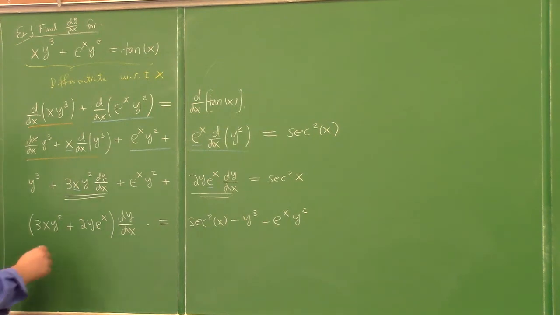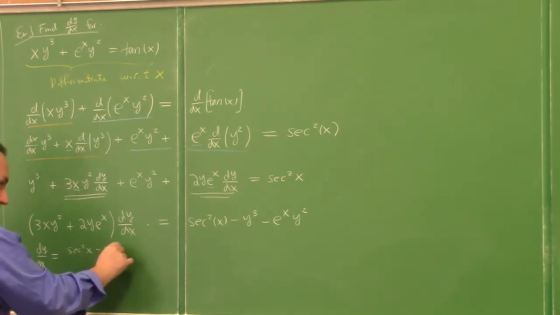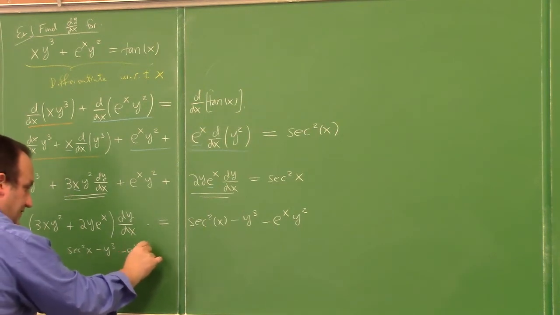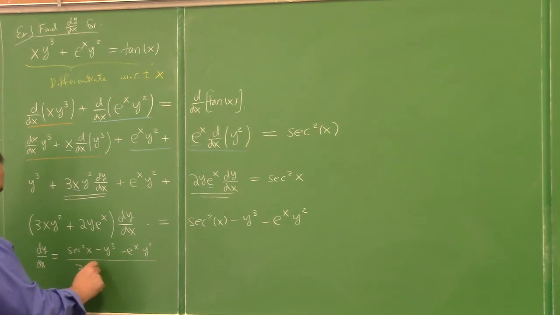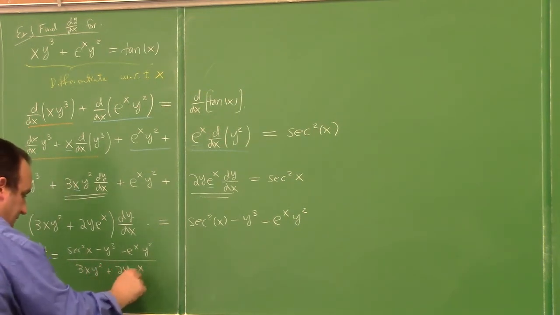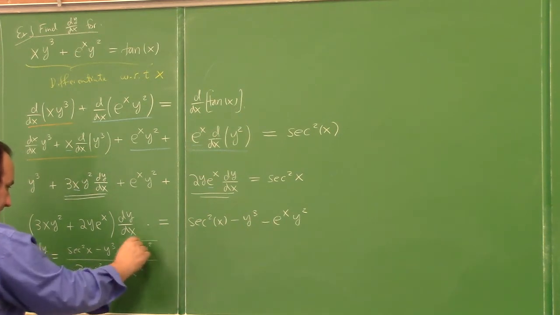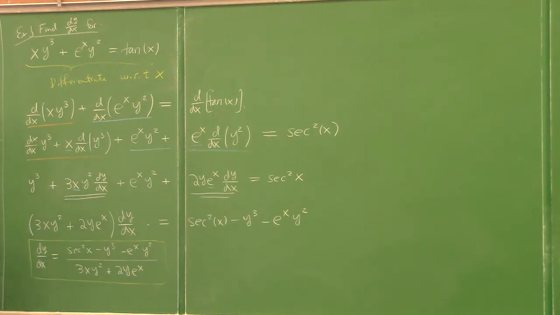And there's the answer. So dy dx is equal to secant squared x minus y cubed minus e to the xy squared, all divided by 3xy squared plus 2y e to the x. There you go. That's the answer. This is called implicit differentiation.